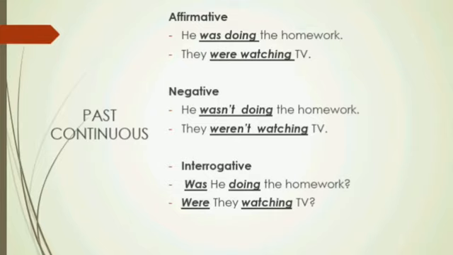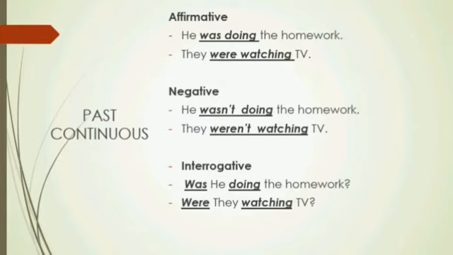For negative form, we use wasn't in the first sentence, and after that we use the main verb with ing. Example: he wasn't watching TV. He is the subject, and wasn't is the auxiliary in negative form. And after that we have watching, that is the main verb with ing.